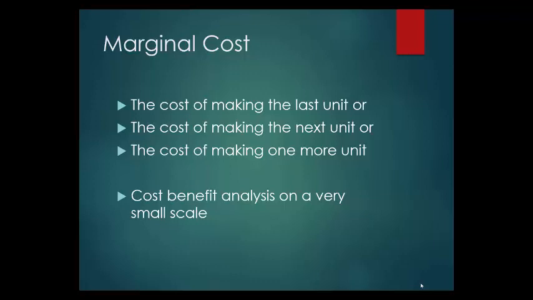So marginal cost then is going to be the cost of making the last unit, or the cost of making the next unit, or the cost of making one more unit. Think about this as the cost of making a very small change, and that very small change is producing more or even producing less. And we're going to use this for this very tiny, microscopic scale cost benefit analysis. A little later on, we're going to ask ourselves the question, is it worth the trouble to make one more unit in our business, in our production process?